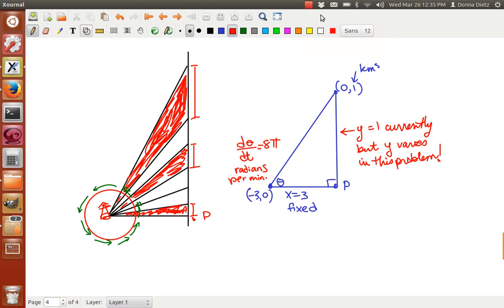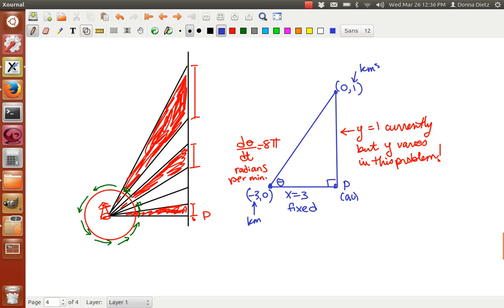Okay, so I've drawn a triangle in blue to echo what's happening on the left-hand side of the screen, and I've labeled it. So your lighthouse is 3 kilometers away, so all these units are in kilometers. We're 3 kilometers to the left of point P, which is your origin, and we want to know how fast the beam is moving when the beam is 1 kilometer away from P.